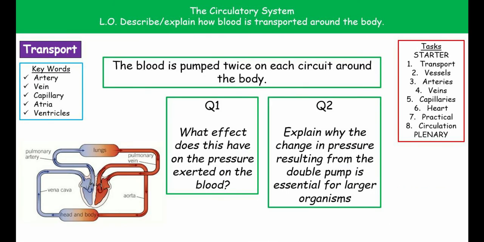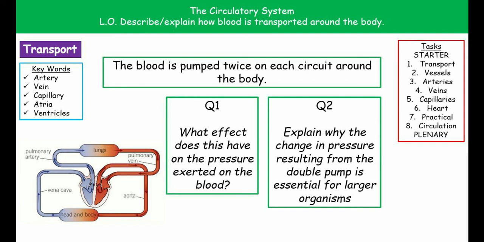Now, the impact of having this double circulatory system is actually pretty significant to us as an organism. Because what it means is that because the blood is going through the heart twice on its one circuit around the body, then it's actually being pumped twice on each circuit around the body.